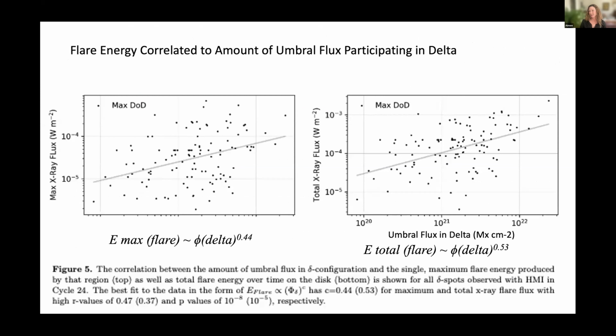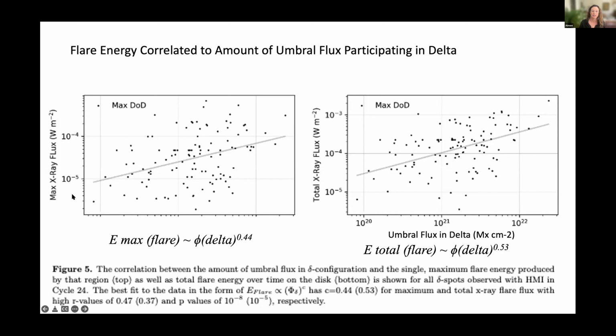I'm being a little bit quick here because I don't have that much time. So forgive me if I'm going really fast, but I just wanted to give you a taste of what we're doing in the study. We also looked at the large sample and correlated the umbral flux participating in the delta configuration, and that's 10 to the 20th to 10 to the 22nd here on this axis, as well as here, which has been cut off.